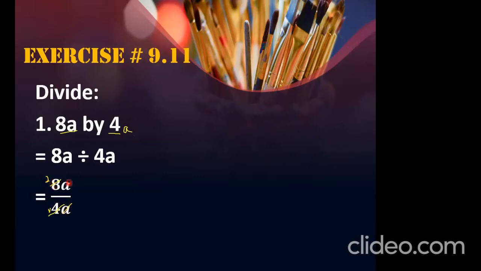So a will be cancelled with a, because they are the same variable with the same power. It will cancel and your answer will be 2 only. That's it. Or simply you can say a to the power 1 minus 1 will be equal to a to the power 0, and this whole term will be equal to 1. So if you have the same variables and the same powers, you simply cancel them and get 2 as the answer here, right?